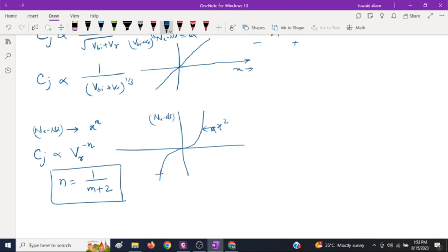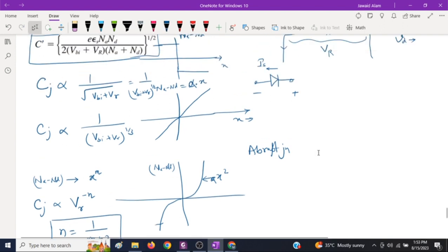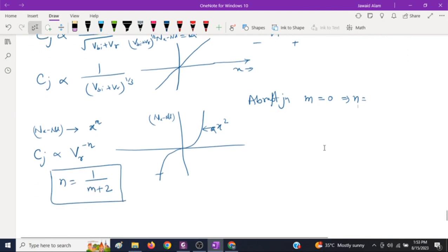So in case of an abrupt junction, you can see that these are constant, so m is equal to 0. This implies that, from this equation, n is equal to 1 by 2, and hence the reverse bias junction capacitance is proportional to Vr to the power minus 1 by 2. You can see.